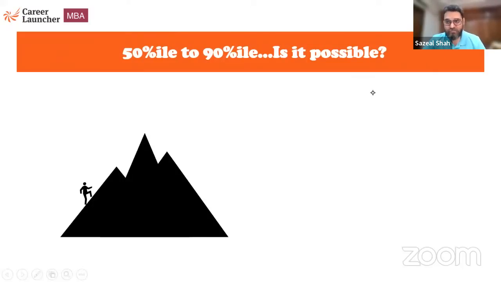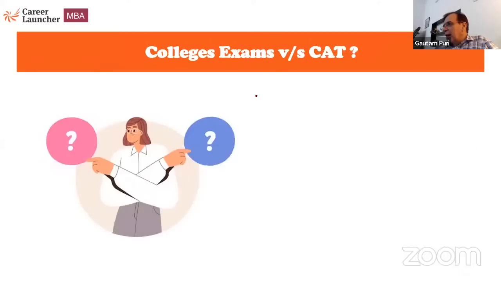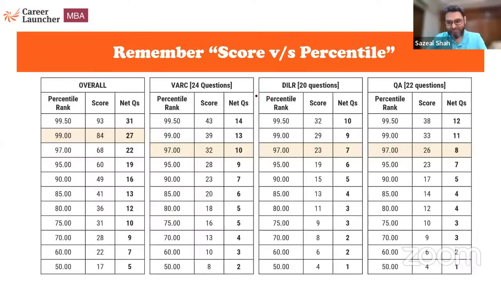Okay, 50 percentile to 90 percentile, Gautam sir, is it possible and how? See, do you know what a 50 percentile number in CAT is? Let's look at that part. If you look at last year's paper, 50 percentile would have been maybe about, okay, you have the number with you. Great. Well, what's that number for 50 percentile? Let's look at the overall score only. It's at 17 marks.